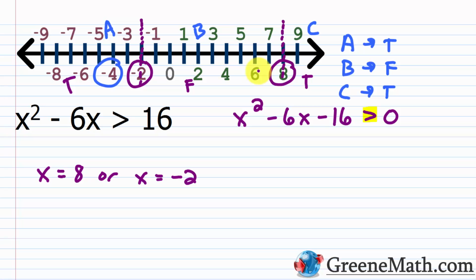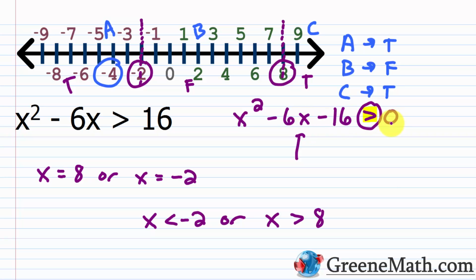Okay? So in this situation, we have that anything to the left of -2 would work. So x is less than -2. Or we have that anything to the right of 8 would work. So x is greater than 8. Now in this particular case, because we have a strict inequality, we see that our endpoints don't work, right? If I plug in a -2 or an 8, again, the left side would be 0. 0 is not greater than 0. So -2 is not a solution, and 8 is not a solution.